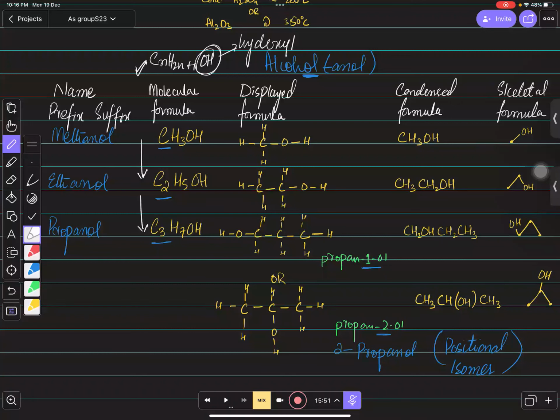And then the last point is, between two consecutive members there is a difference of CH2. You can see this, between every two consecutive members there is a difference of CH2. One carbon increases, and CH2 increases along with it.